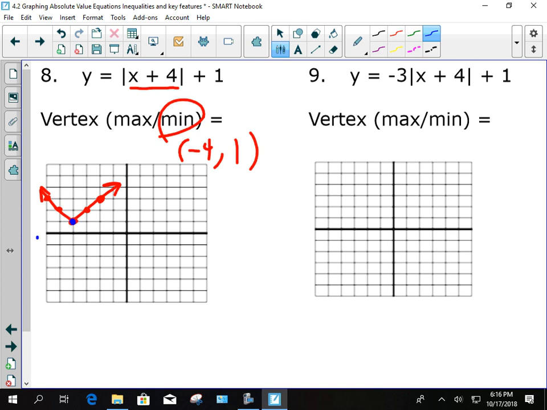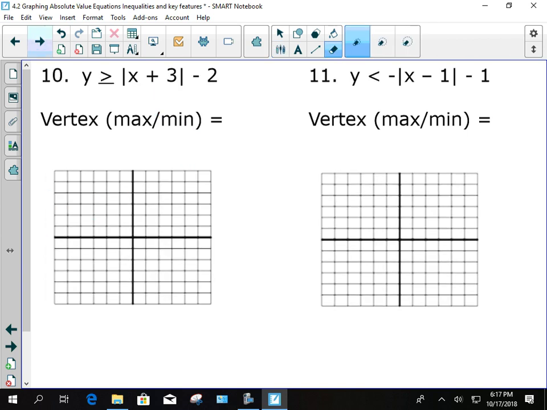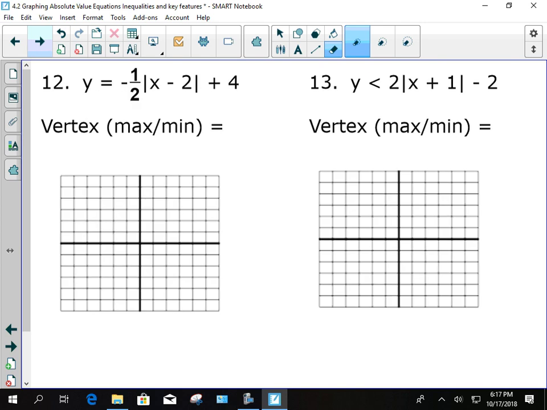Now, you can figure out number 9 by making an XY table. But if you're going to multiply it by 3, what's that going to do to your absolute value? It's going to triple it. So this is going to go up very steep. Use the XY table to figure that one out. Again, we have our vertexes. Negative 1/2. What does that negative sign do? That's right, it inverts it.